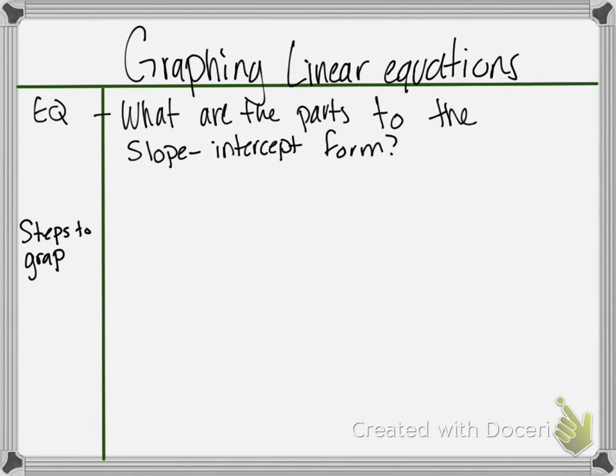Today we're going to be talking about graphing linear equations, and our essential question is, what are the parts to the slope-intercept form? So before we get into the steps, I do want to point out the slope-intercept form is going to be y equals mx plus b. And as a reminder, m is going to be your slope, and b is your y-intercept.